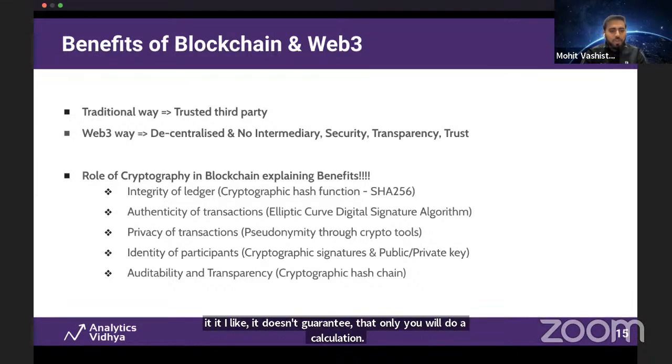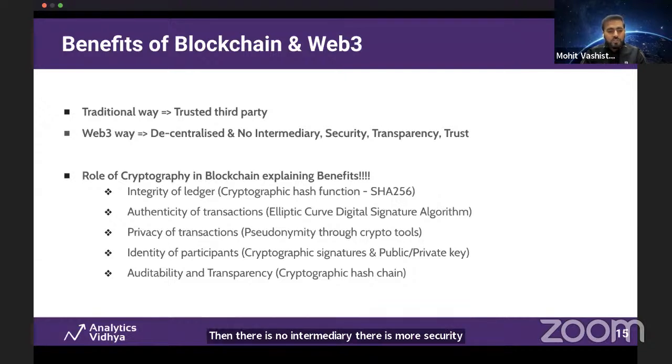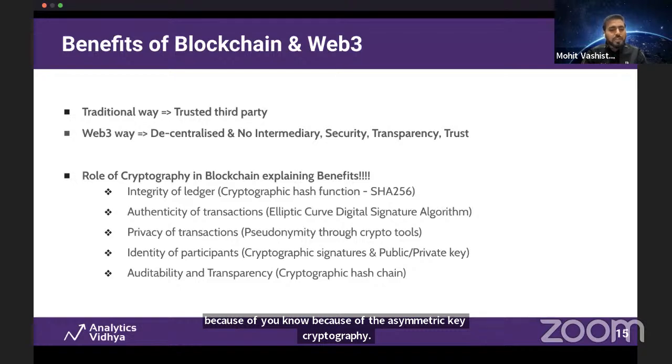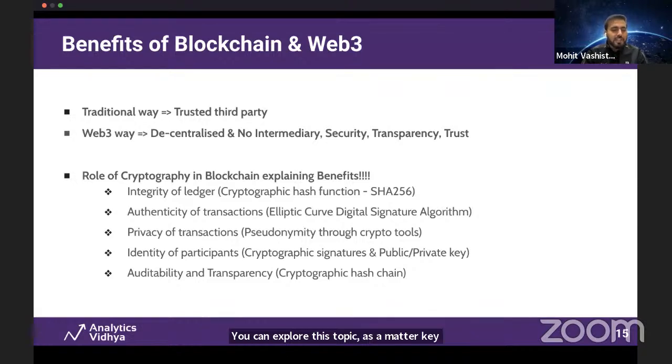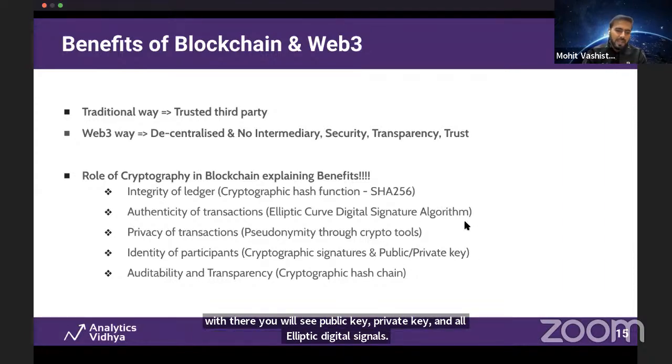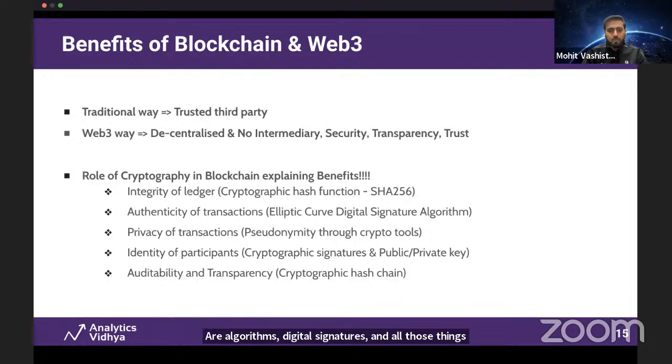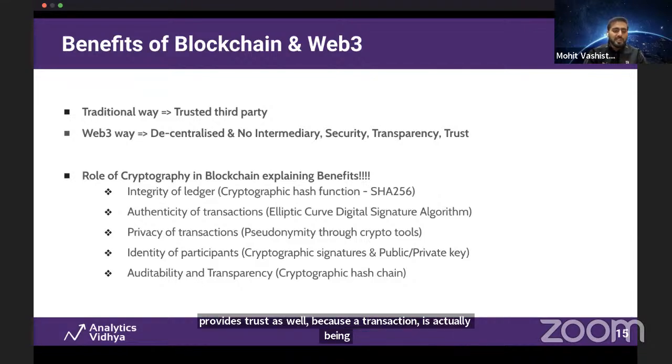There is more security because of asymmetric key cryptography. You can explore this topic: there you will see public key, private key, elliptic curve, digital signature algorithms, digital signatures, and all those things. If you are interested in mathematics and cryptography, you can explore that. Then it provides transparency because you can validate the records, and it provides trust as well, because a transaction is being added based on an algorithm, not based on someone's opinion.